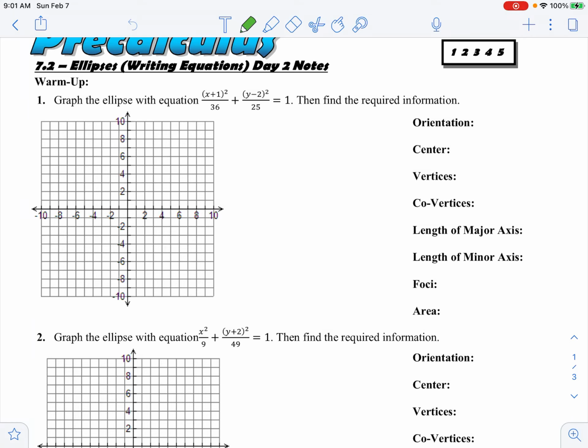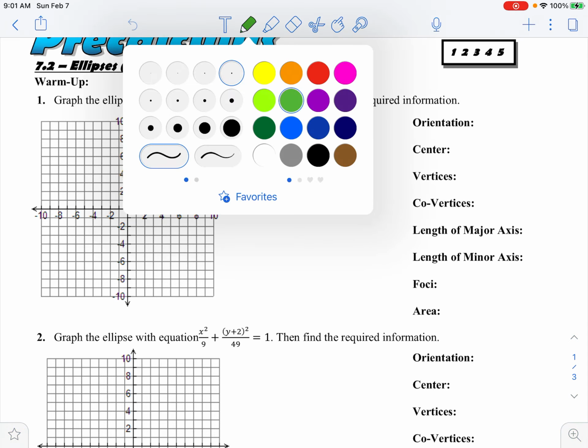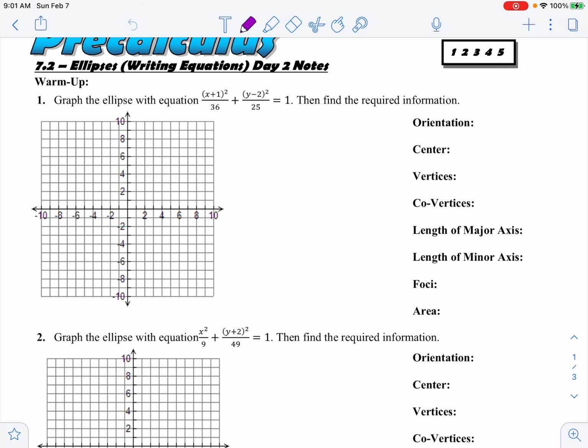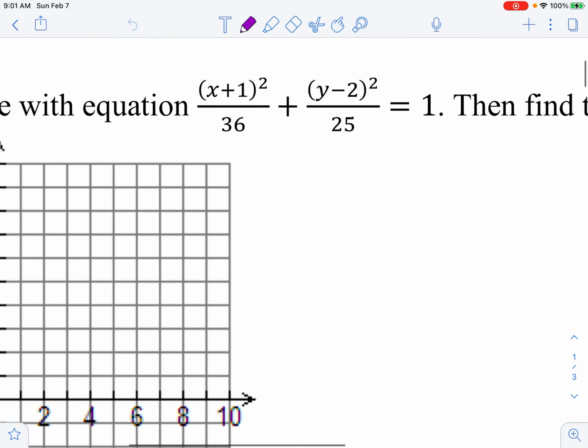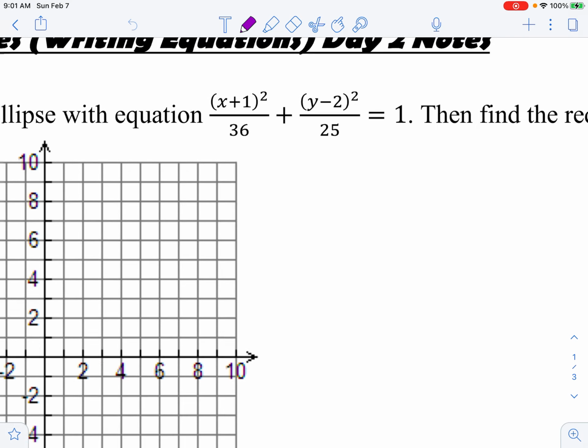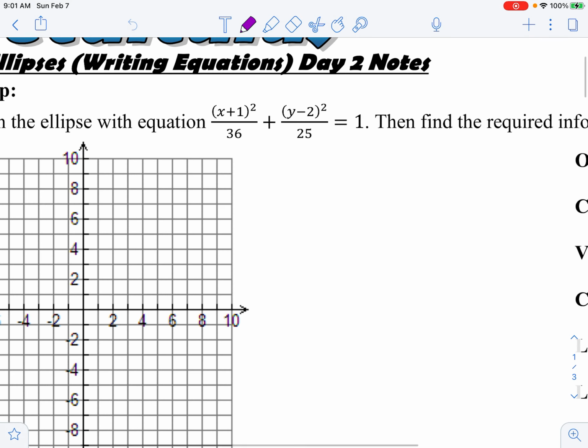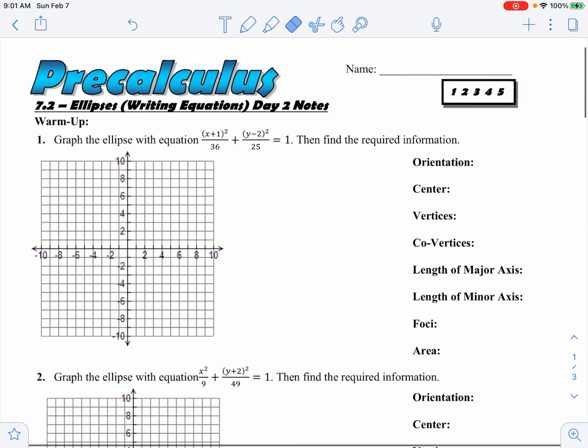All right, so here's a video on the warm-up in case you struggled with the warm-up and you need to be walked through it again. So first thing you need to do is decide the orientation. This is an ellipse, I can tell because there's an x squared and a y squared and an addition separating them. You're going to decide if it is vertical or horizontal. If you look, this denominator is bigger, so therefore I know it's horizontal.